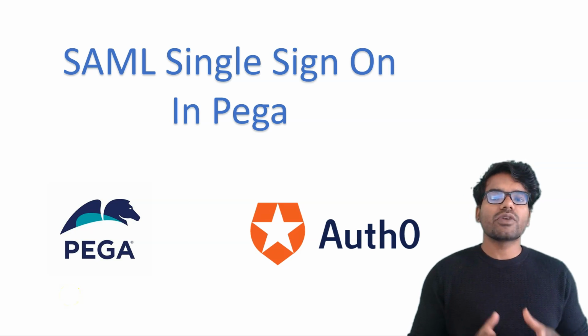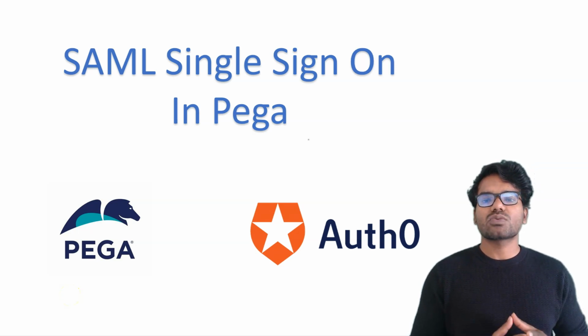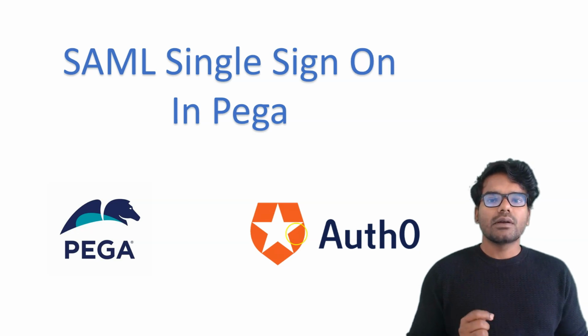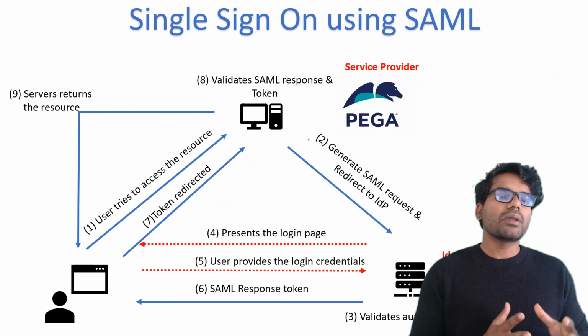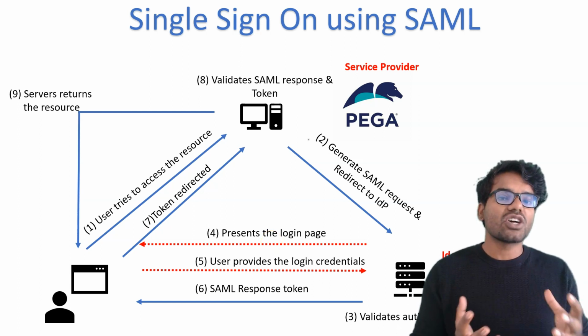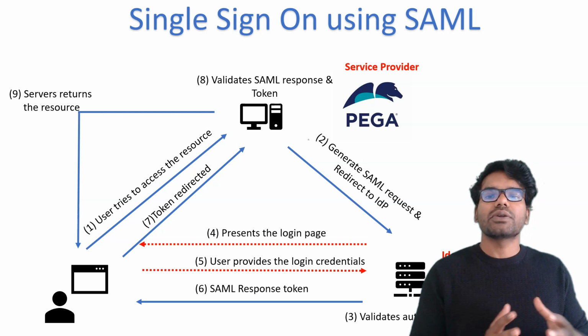In this video, we are going to implement the SAML SSO authentication using Auth0 as the identity provider. In the previous videos, we implemented the same SAML workflow using another identity provider. But in this video, I will replace it with Auth0. This is going to be a very short video. Let's straight away go and do the changes.